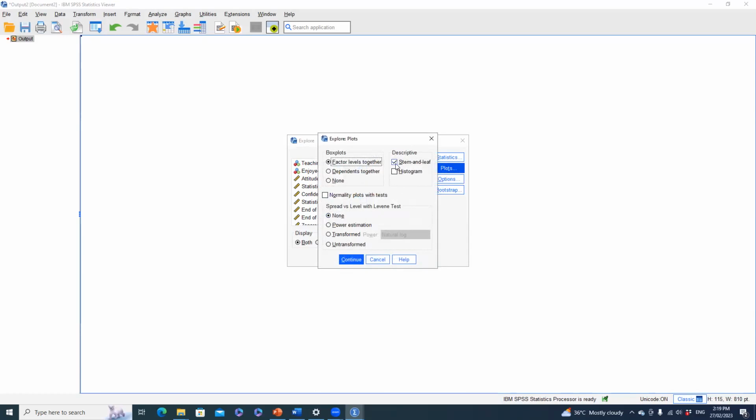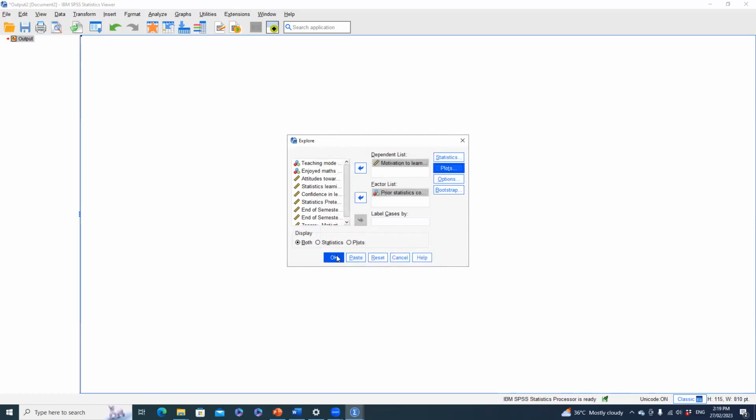And under Plots, I am not a huge fan of stem and leaf plots, so I'm going to untick that. I prefer histograms to look at. So I'm going to tick the histogram rather than the stem and leaf plot. And I'm going to leave the normality plot with tests for a later time. Okay, I'm going to click OK.